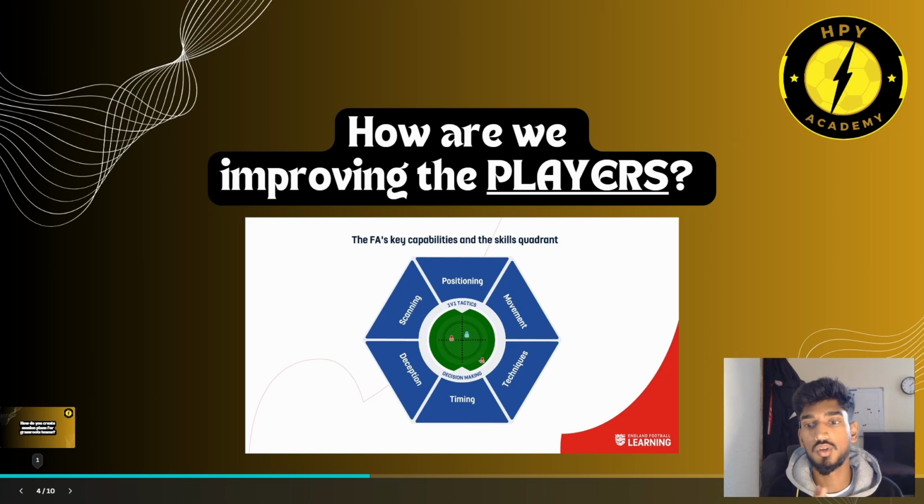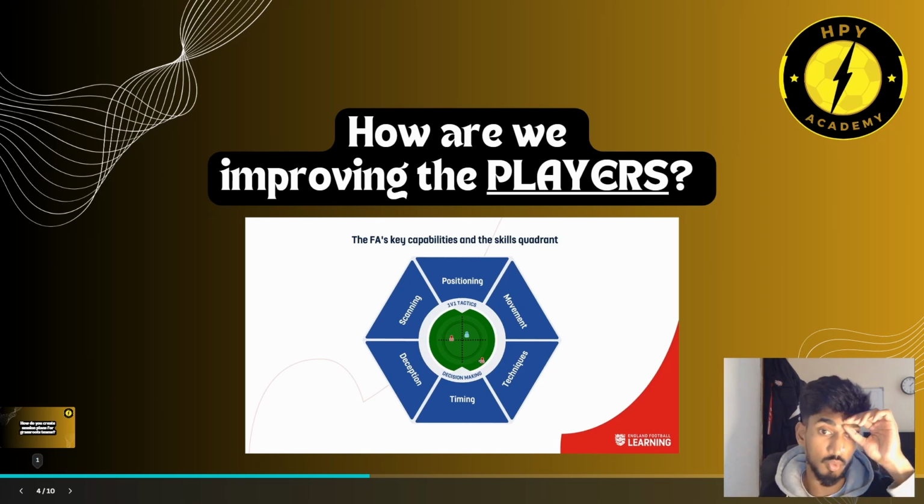Now, this is the guideline we use to review the players. This is known as the FA's 6 capabilities. All of this information is available on englandfootballlearning.com if you want to read up on it yourselves or take a bit more initiative. So we've got scanning, positioning, movement, techniques, timing, and deception. These are the areas we need to look to improve upon in our players.